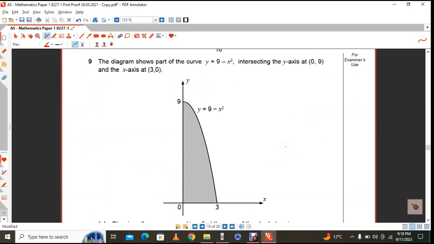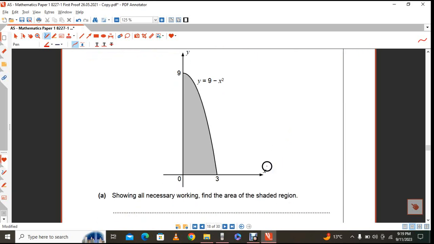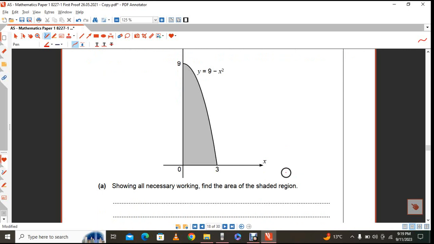Question 9 says the diagram shows part of the curve. The curve is y equals 9 minus x squared, only part of it. It intersects the y-axis at (0, 9), as you can see, and the x-axis at (3, 0). They want us to find the area of the shaded region. In order to find the area of the shaded region, that implies that you have to do integration.